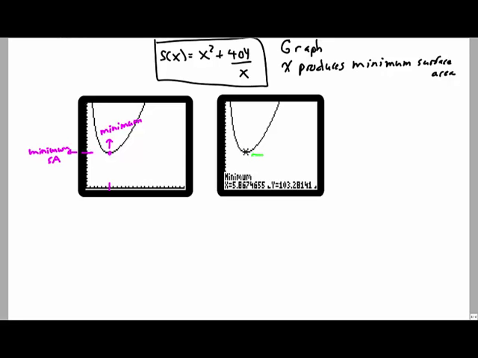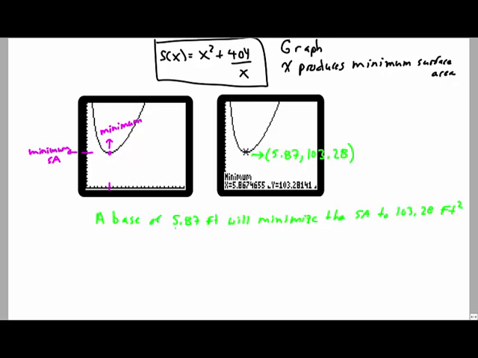So this point that they're showing us here is the point, and let's just go ahead and round this to 2 places, 5.87, and then the y value is 103.28. So what we have here is a base of 5.87 feet will minimize the surface area to 103.28 square feet, because it's area.